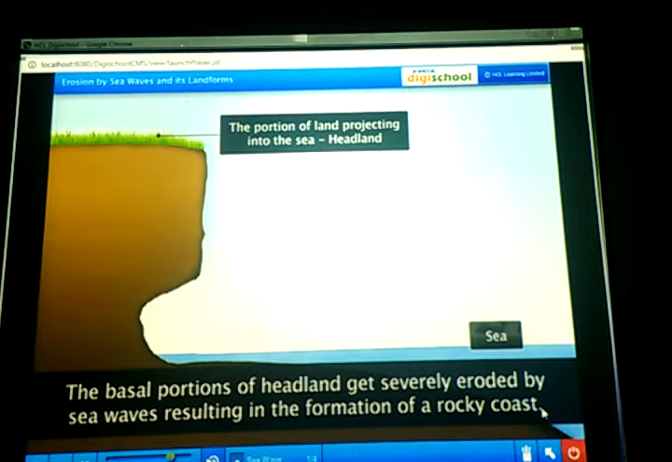On the rocky coast, sea cliffs are severely attacked by sea waves. This results in the formation of a flat platform at the base of the sea cliff. Such flats are called wave-cut platforms.